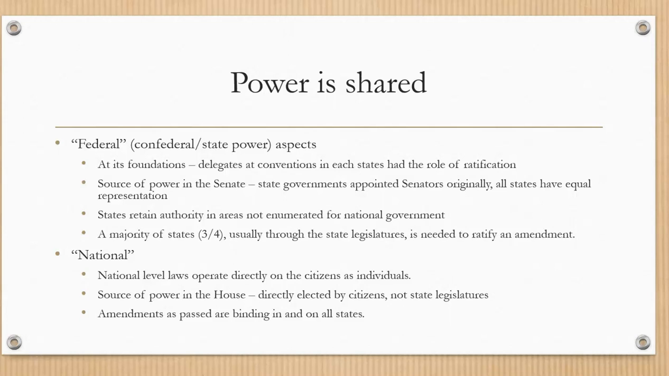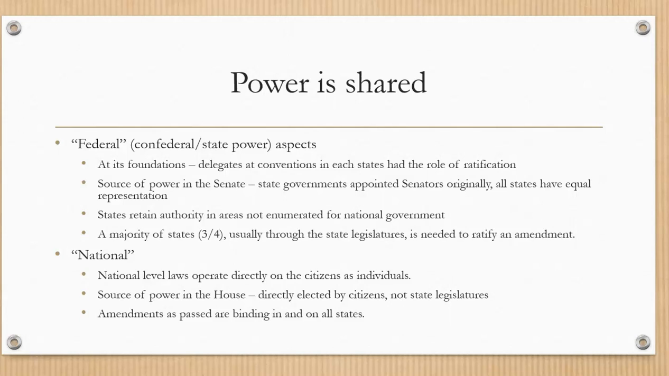But what about national level power? Well, first of all, national laws directly operate on the citizens as individuals. There are national level laws, and they are directly operating on the citizens. They don't have to be mediated through the state. If the national government is acting within its enumerated powers, then it is going directly to operate those laws on the citizens as individuals. Also, in the House, we know that the source of power was that they are elected by the citizens. They are not elected by the state legislatures. The citizens are directly electing those representatives to the House of Representatives. So the states are not really the functional selecting body there. That shows more of a national focus.